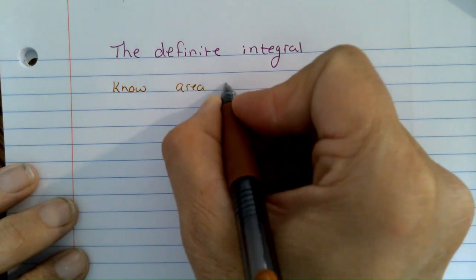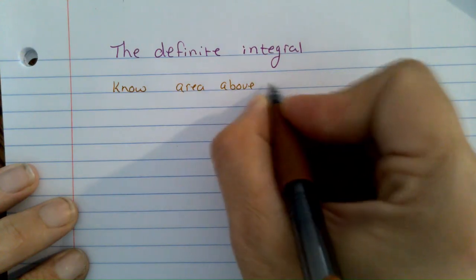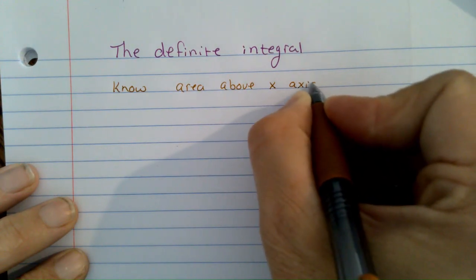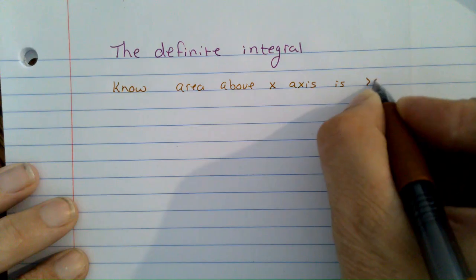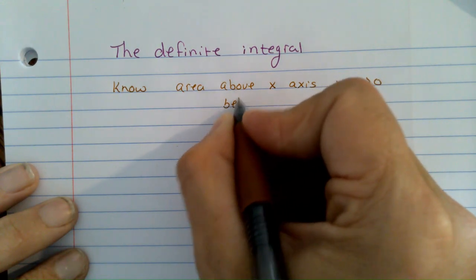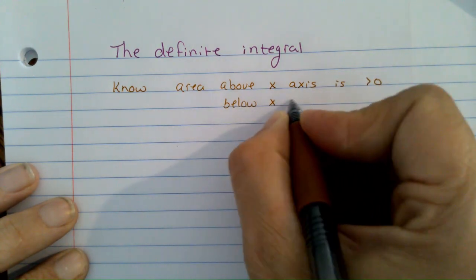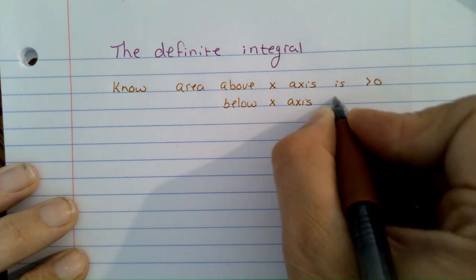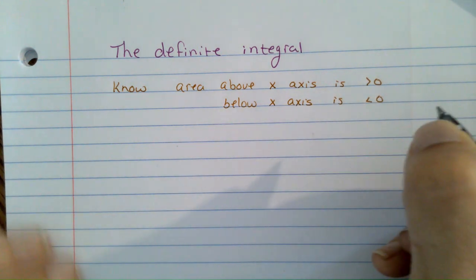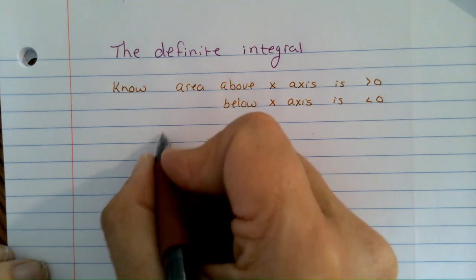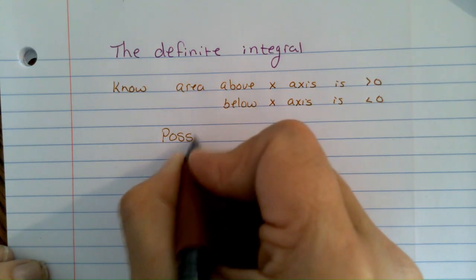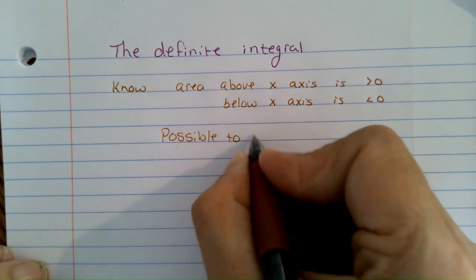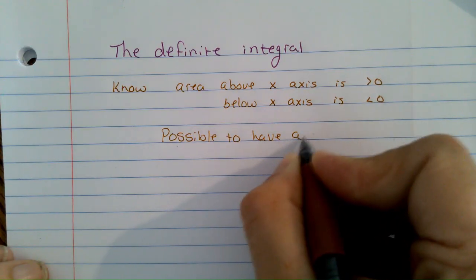area above the x-axis is greater than 0, and below the x-axis is less than 0. So it is possible to have an area equal to 0.